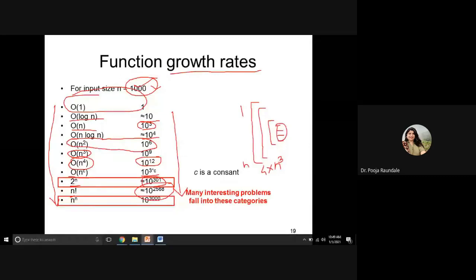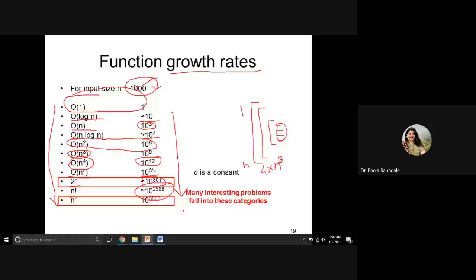So many interesting problems actually lie in this category. So whatever problems we are going to see now, they would be in our syllabus. We are going to target our problems on this basically, because these problems would be solved in less number of iterations or less time. So the major focus of our syllabus is considering those problems whose order or whose big O notation or whose function growth rate is n square, n cube, or 2 raised to n, or n raised to n.